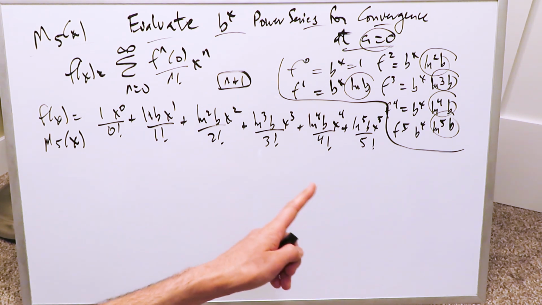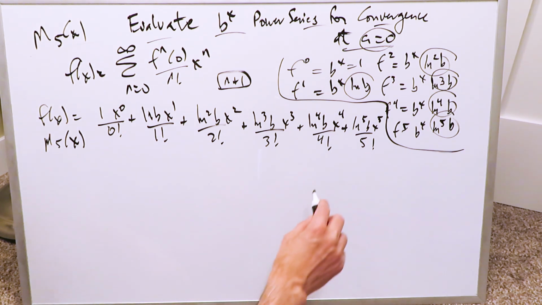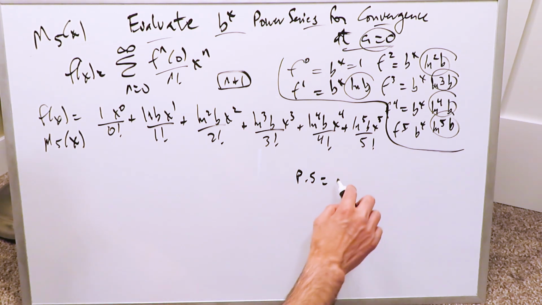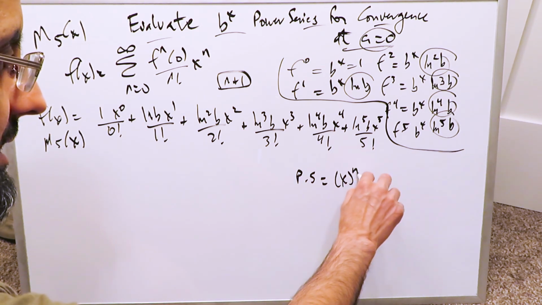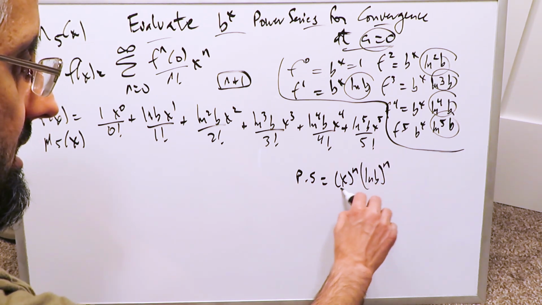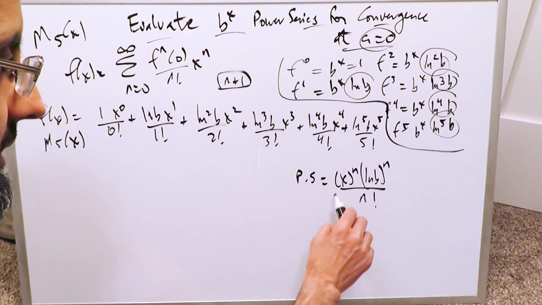You can clearly see the trend over here, and you can clearly come up with a power series. Your power series would look like this. It's going to have always x to the power of n. You'll have here natural log b to the power of n, and then you'll have n factorial.